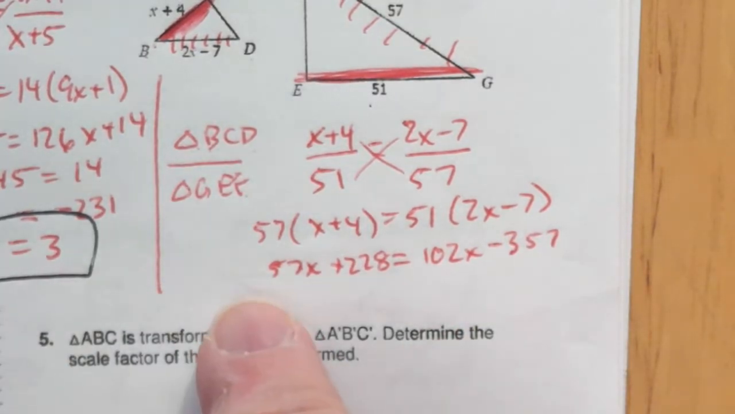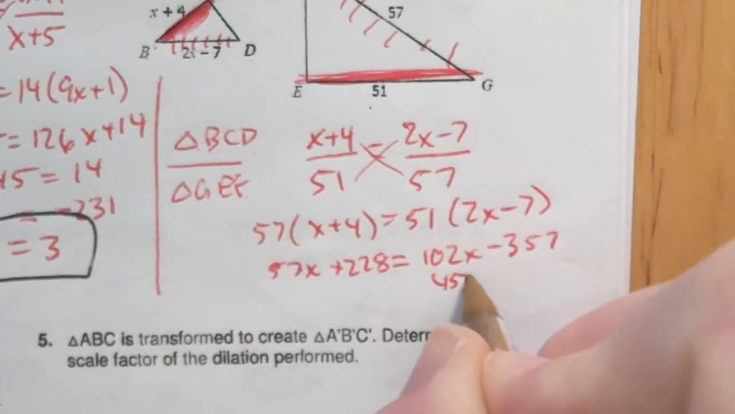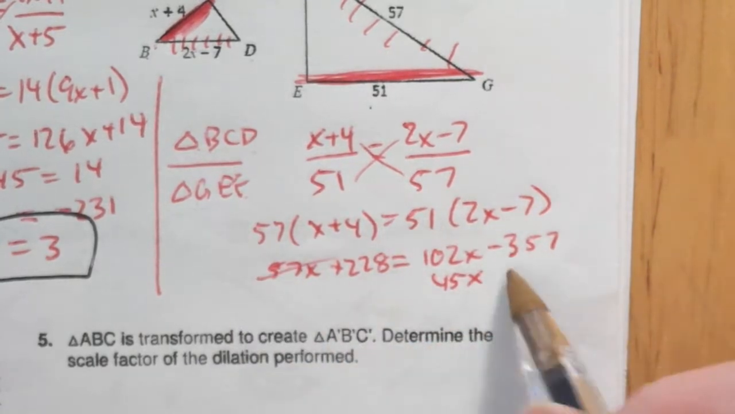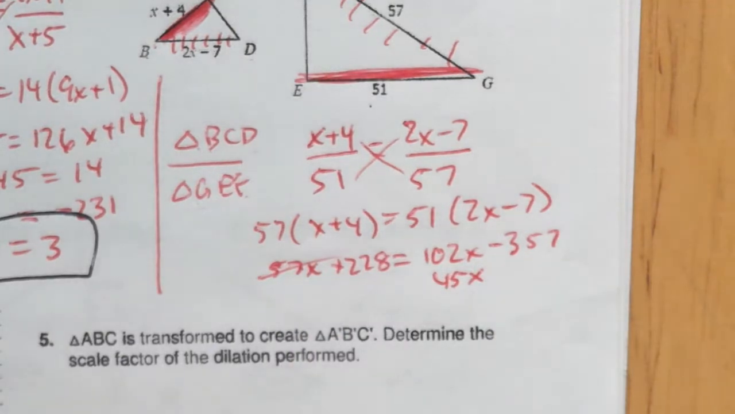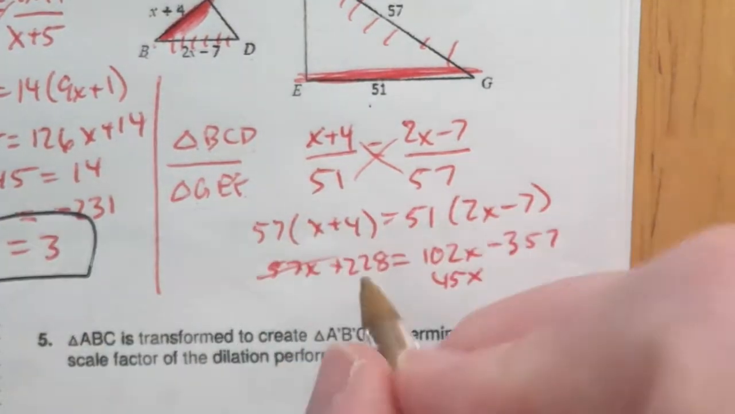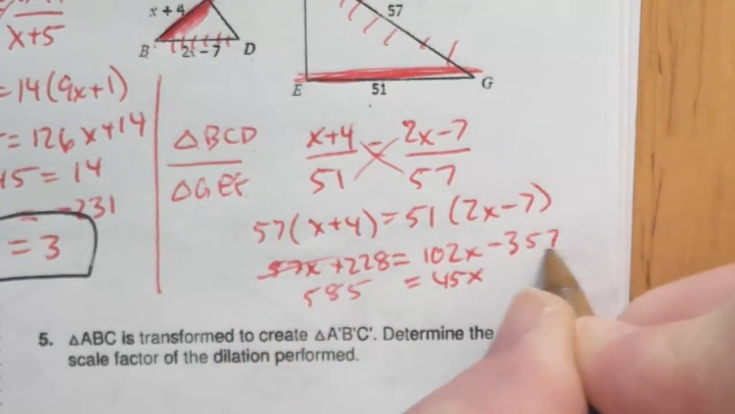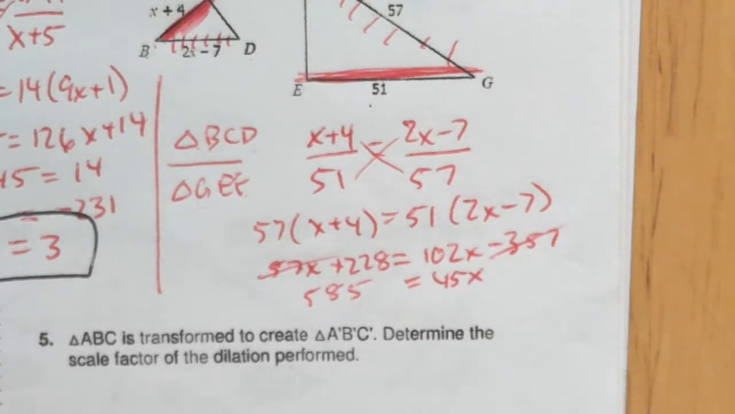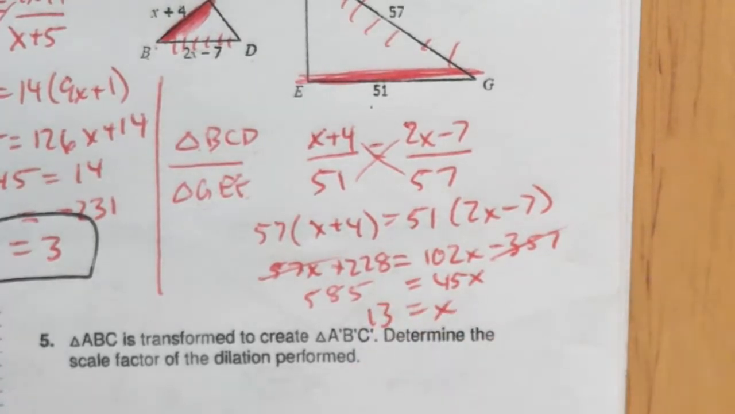All right, so let's say I want to move the 57x over here. So 102x minus 57x, we get a 45x. So that disappears. And then what if I move this negative 357 onto the other side? So 228 plus that 357, we would get 585. All right, and then we're going to divide both sides by 45, and I get 13 equals x.